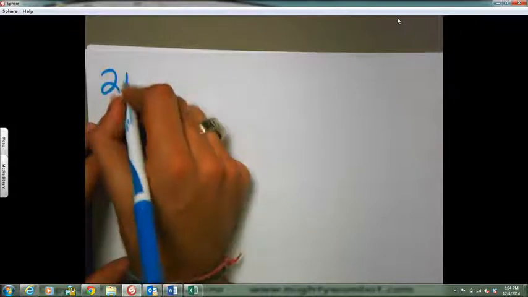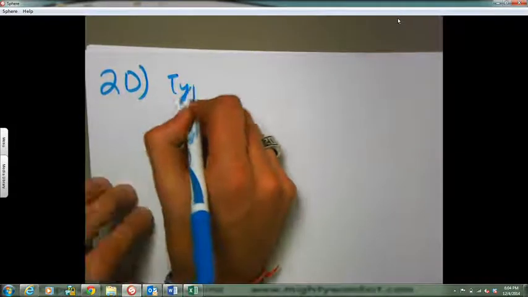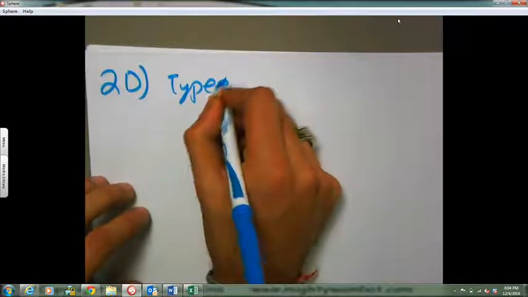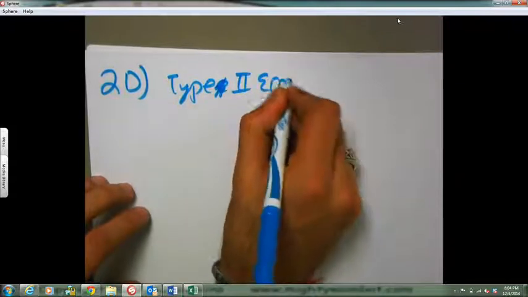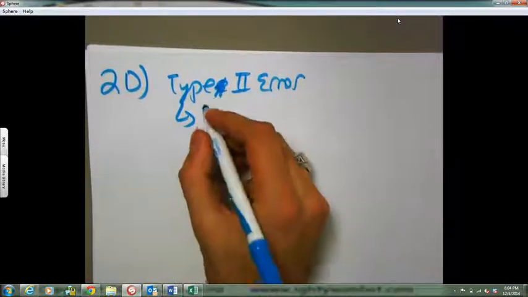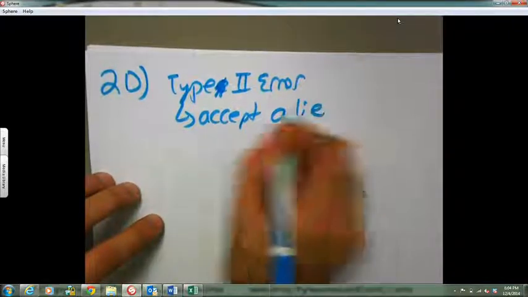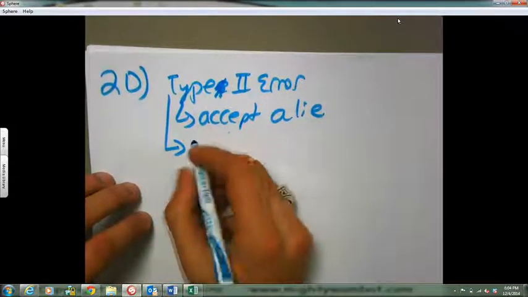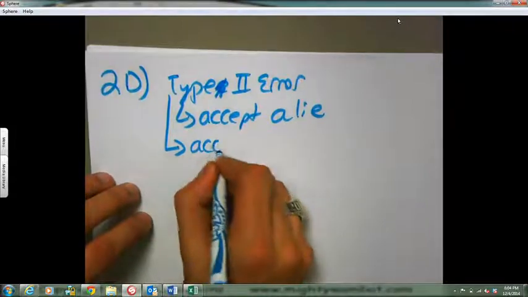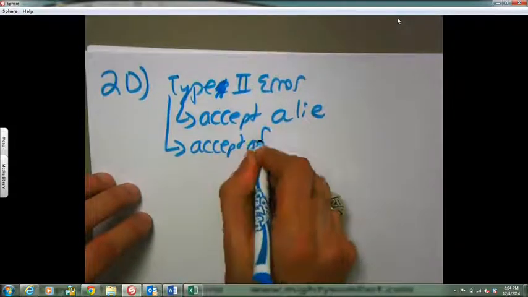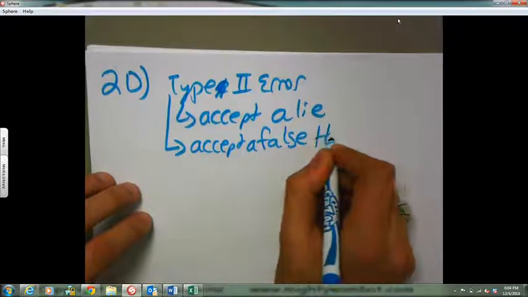We're talking about type 2 error. So type 2 error is when you accept a lie. In other words, you accept a false null hypothesis.